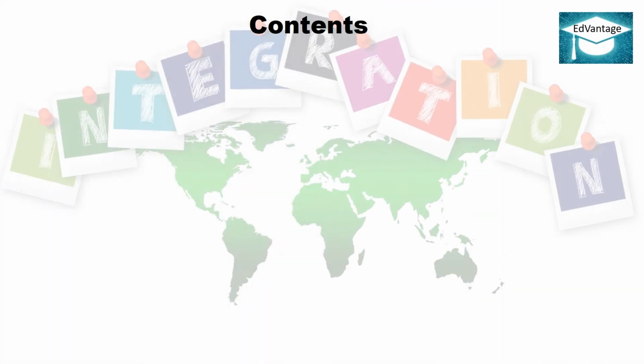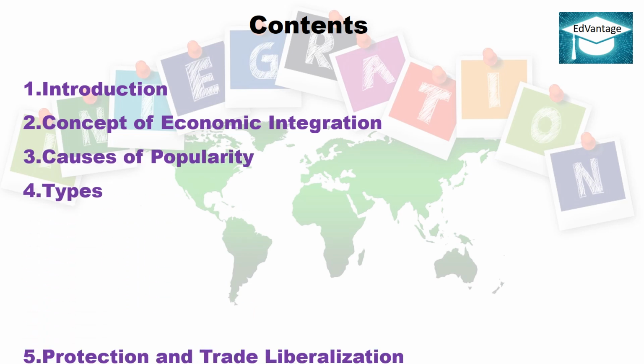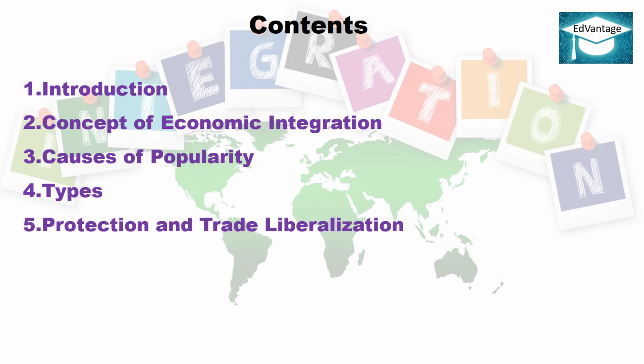This chapter is divided into 5 parts, which are as follows. 1. Introduction. 2. Concept of economic integration. 3. Causes of popularity. 4. Types. 5. Protection and trade liberalization. We will be discussing the types of regional blocks in our next video, that is Economics of Integration Part 2.